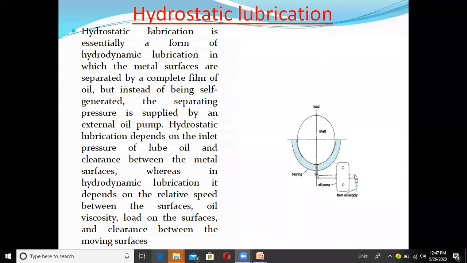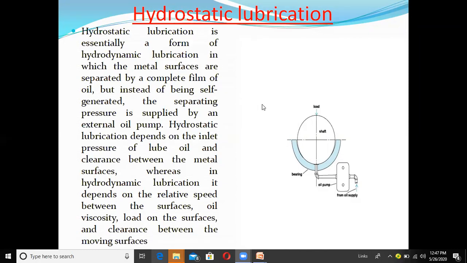So next is hydrostatic lubricant. It is similar to the hydrodynamic lubricant we have seen, but in hydrodynamic lubricant, the pressure of the lubricant is increased by the rotation of the shaft or by the speed of the shaft. Based on the rotation of the shaft and the load acting on the shaft, the pressure of the lubricant increases. That makes the separation between the shaft and the bearing in hydrodynamic lubrication.